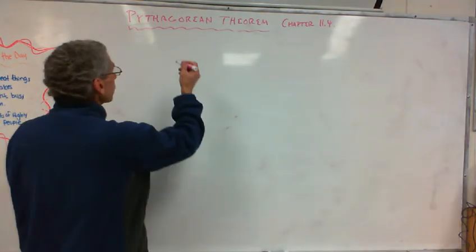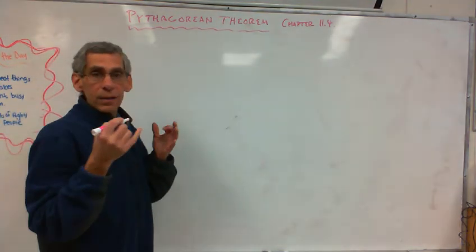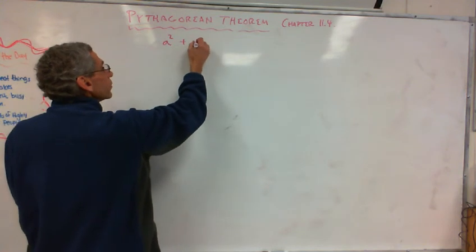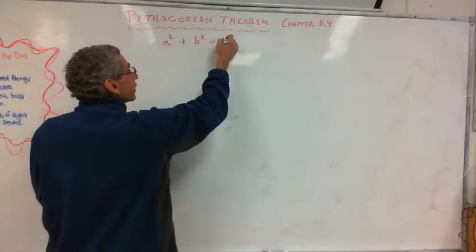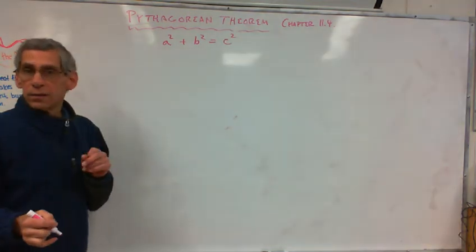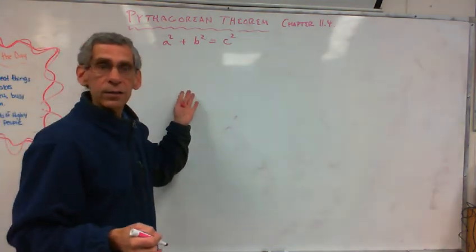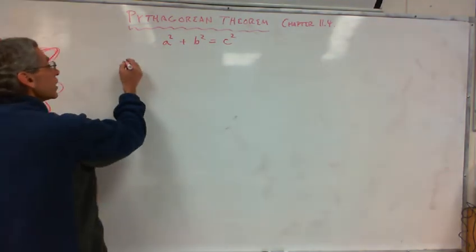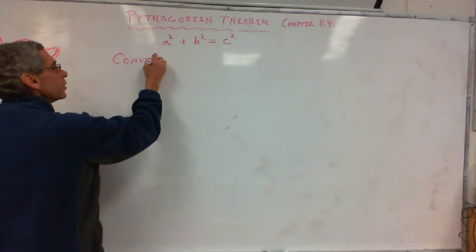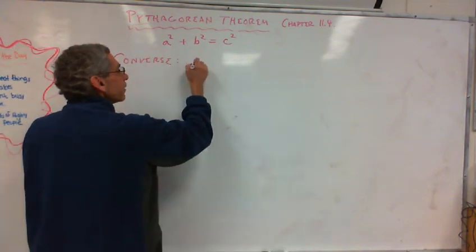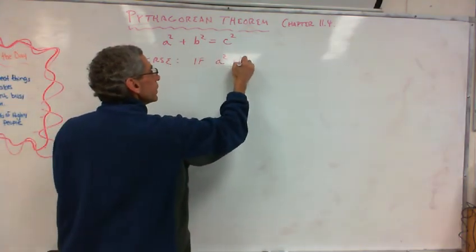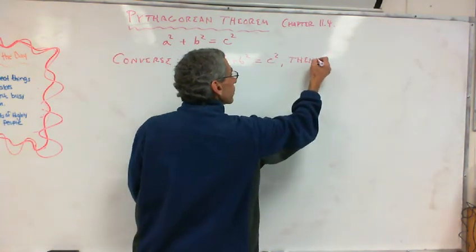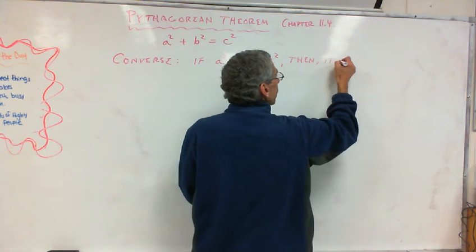So we've got the Pythagorean theorem that says if it's a right triangle, then the sum of the squares of the two sides equals the square of the third side. Okay, that's what the Pythagorean theorem says. If it's a right triangle, this is true. The converse is just the reverse of that. The converse says if a squared plus b squared does in fact equal c squared, then it is a right triangle.